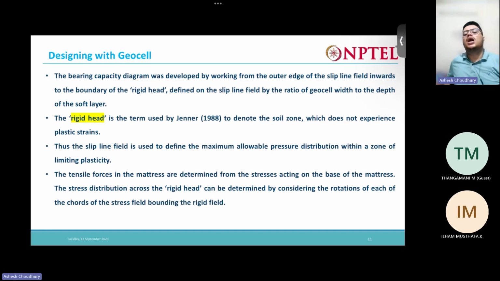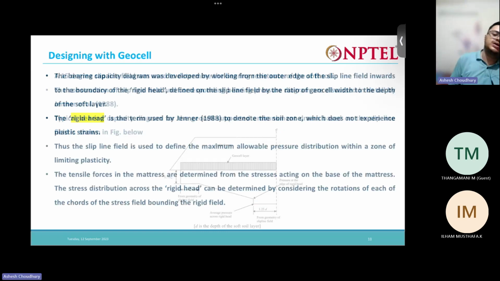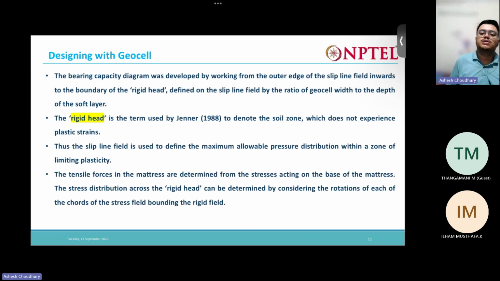Taking the symmetry, the rigid head will come at the center. This portion from here to here, we have the rigid head, 1.25 D in width. So what is the rigid head? It is where the soil does not experience plastic strains. Thus, the slip line field is used to define the maximum allowable pressure distribution within a zone of limiting plasticity.